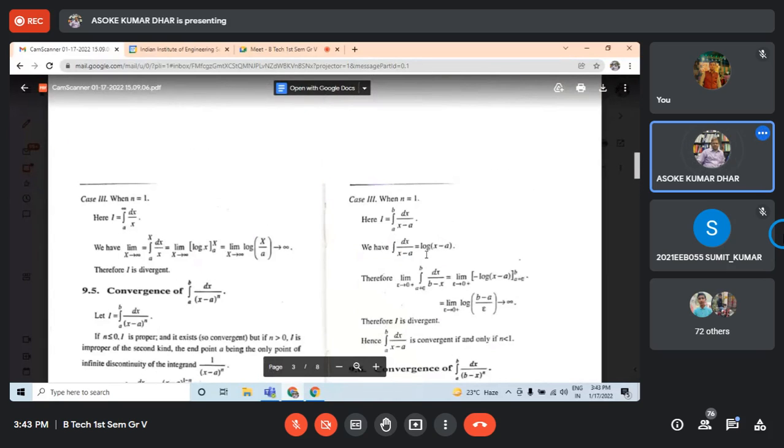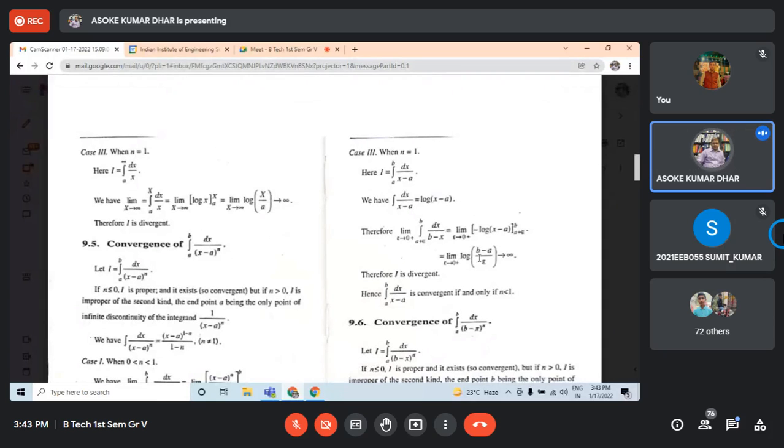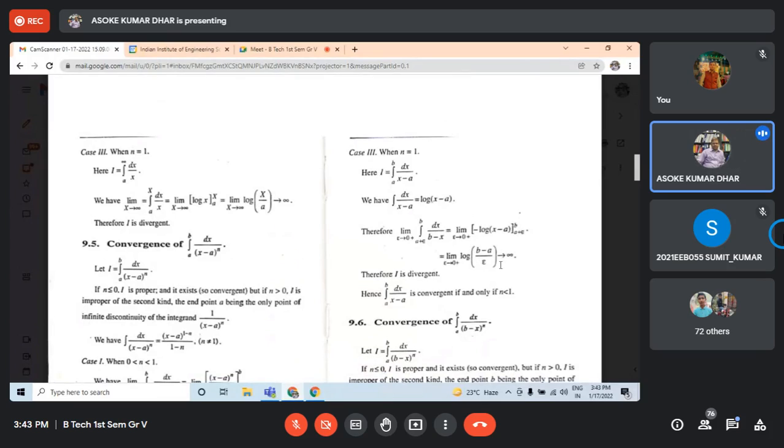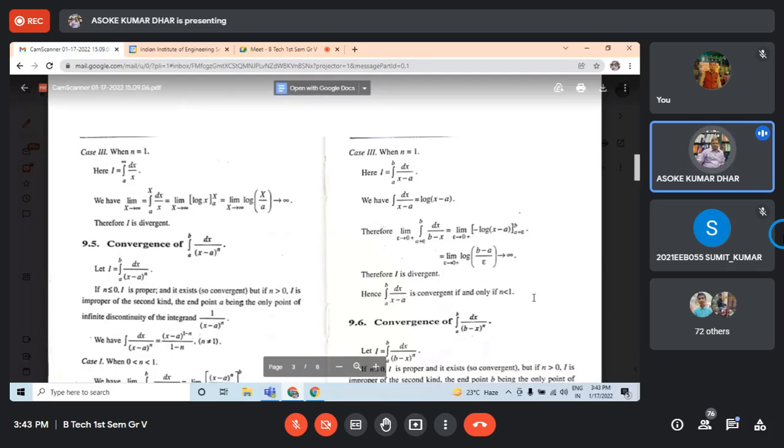When n is equal to 1, again log of (x minus a), putting this, again infinity. Just putting the value and taking the limit, so I is divergent. So the given integration is convergent for n less than 1, otherwise divergent.